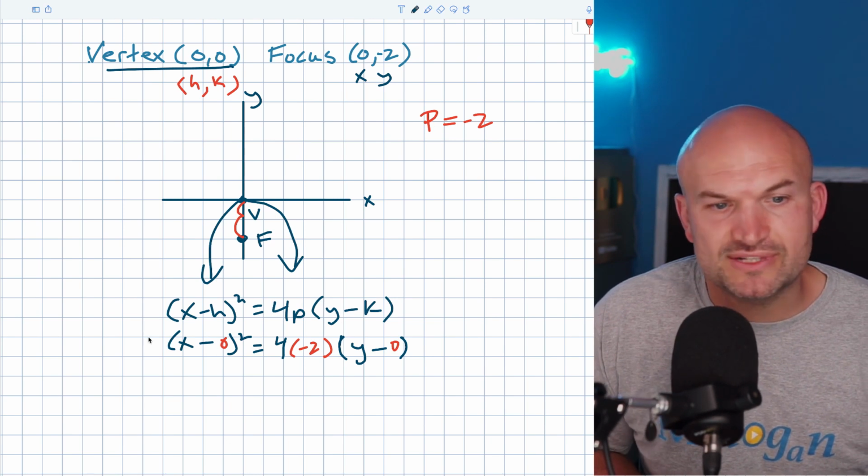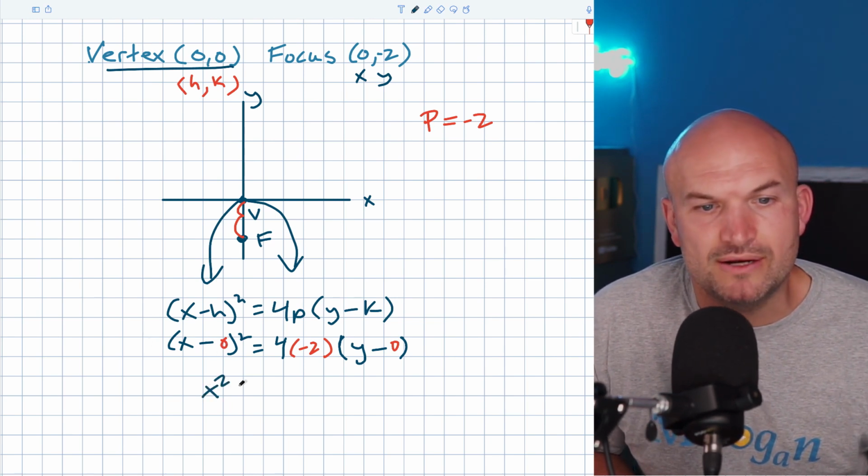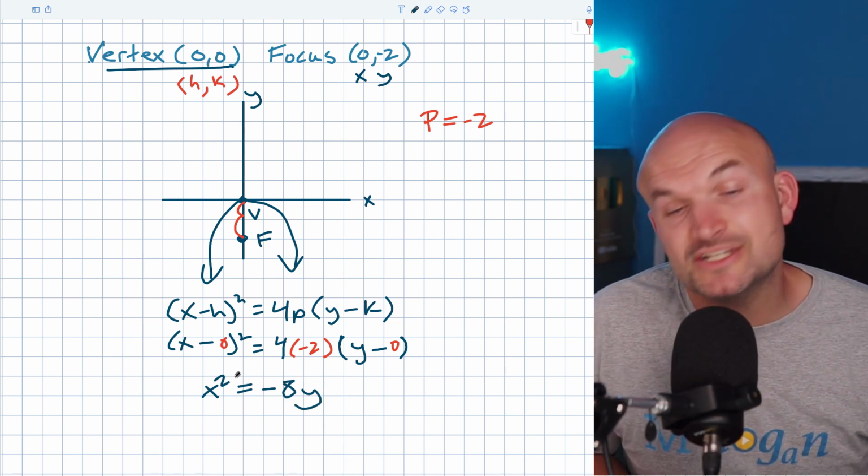So now let's just go and simplify it. So x minus 0 squared is going to be x squared equals -8 times y, and that is going to be your equation of the parabola.